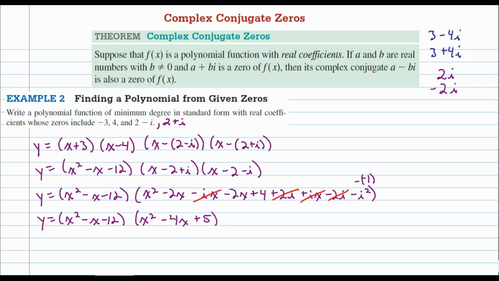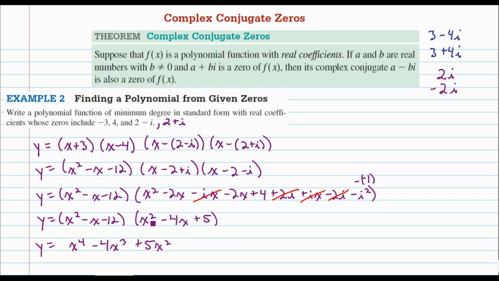Now I get to multiply these trinomials together. X squared times x squared is x to the fourth. I don't need parentheses anymore because this is the last multiplication I'll do. X squared times negative 4x is minus 4x cubed. X squared times 5 is plus 5x squared.